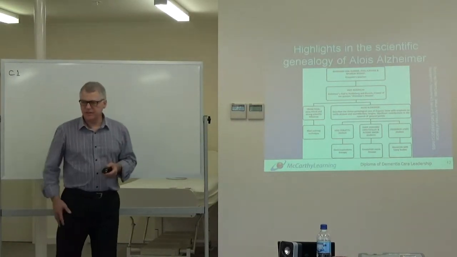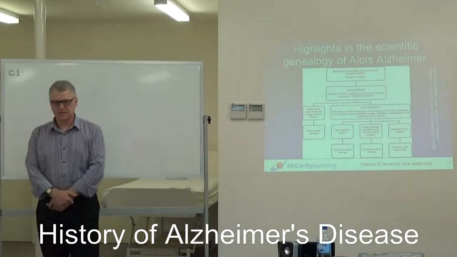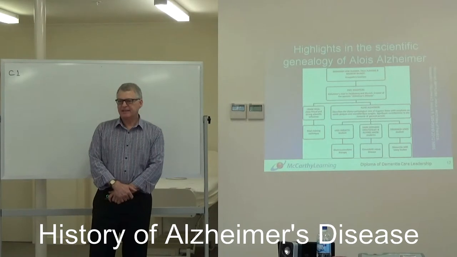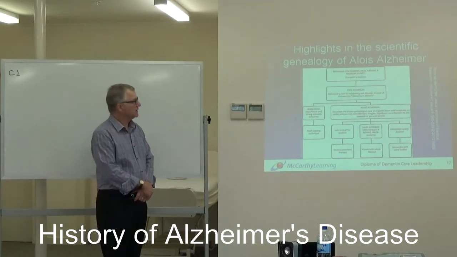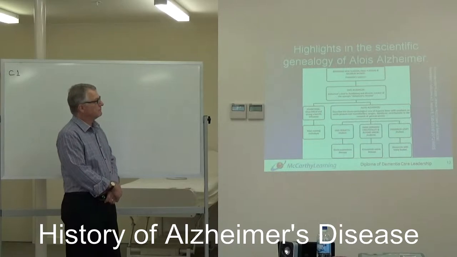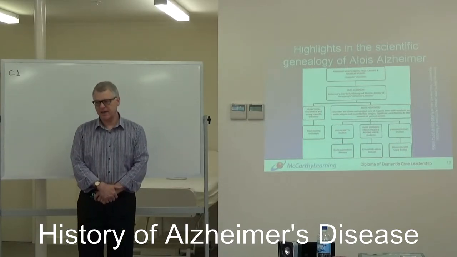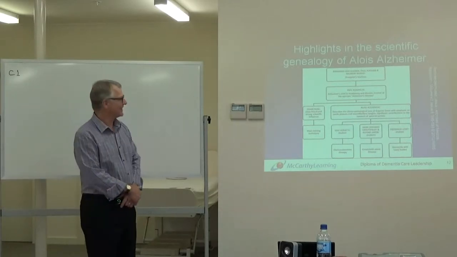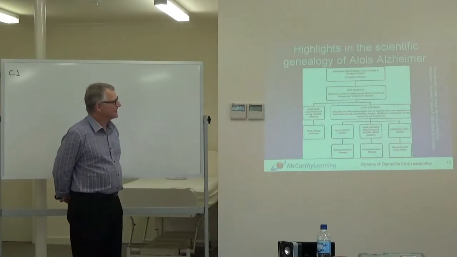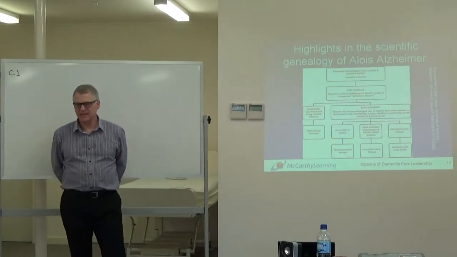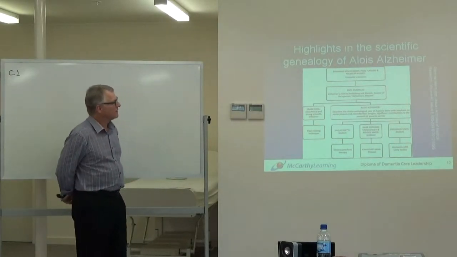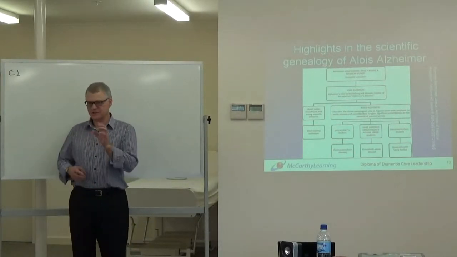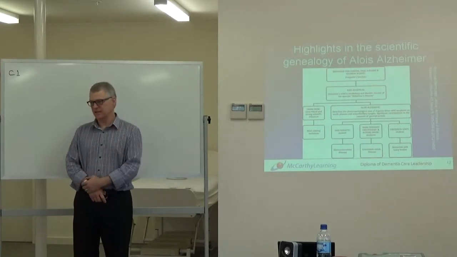All right, let's have a look at the history of Alzheimer's disease. Alzheimer's disease particularly has a well-known history. The work of Alois Alzheimer is central to this. But if we look back, and you might not be able to read that little slide that you have there, I'll read some of this to you, but it really highlights the importance of various people in the development of our understanding of what Alzheimer's disease is today.